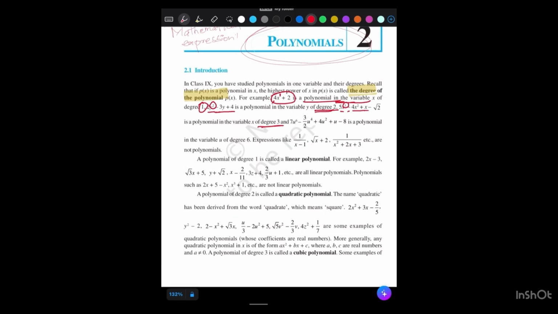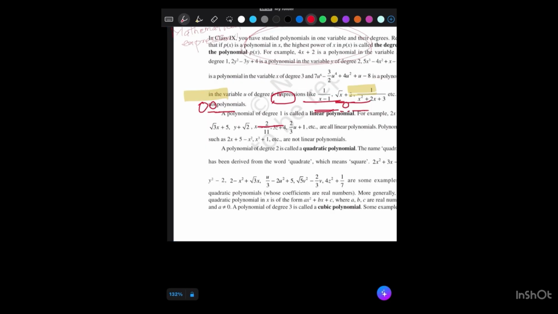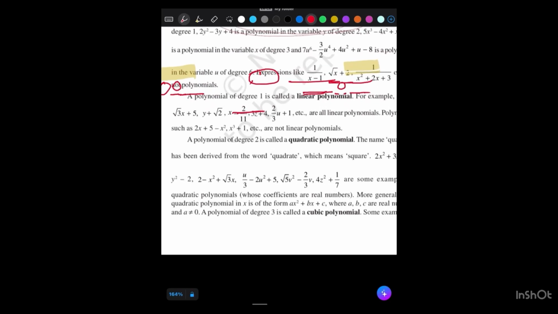Okay, now we are done with the degree. We are done with the explanation behind the polynomial. We are done with what is variable, what is coefficient, what is exponent. Then we are done with the degree as well. So let's dive into the next topic, the types of polynomial.